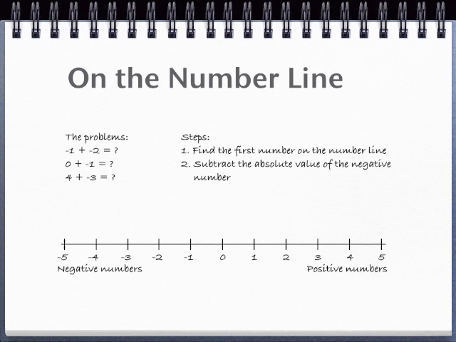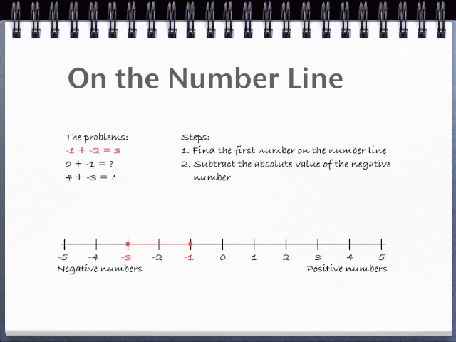Let's find -1 on the number line here. We're going to be adding -2. That's the same as subtracting 2. So starting with -1, let's just go 2 smaller, 2 to the left on the number line. That has you at -3. -3 is the answer to -1 plus -2.